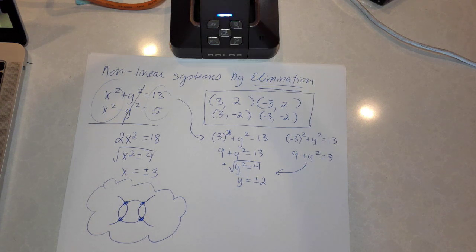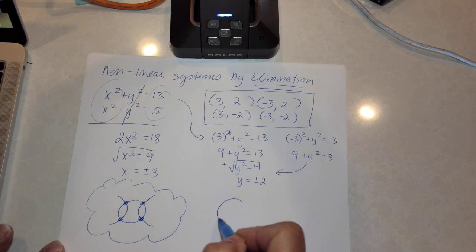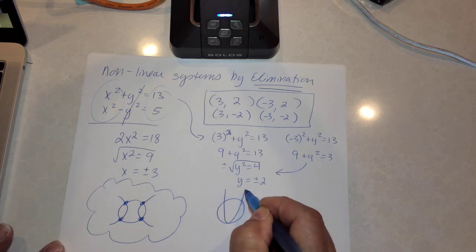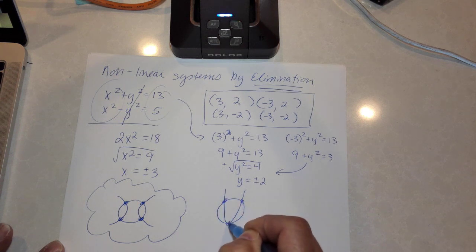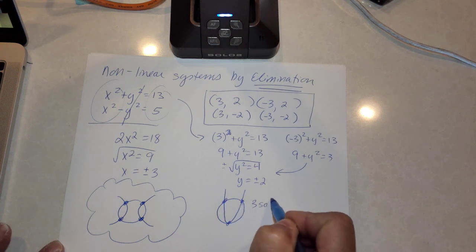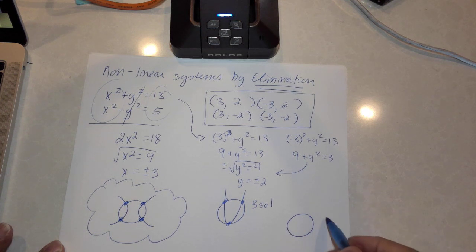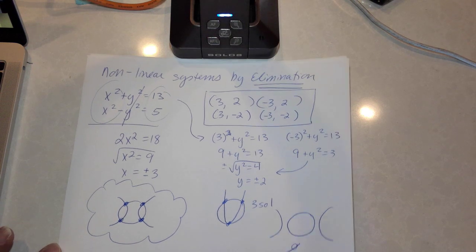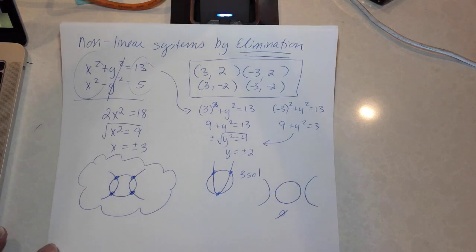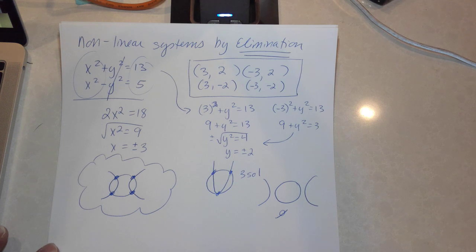Now, you won't always get 4 solutions. Let's say that we had a circle and a parabola. That might cross here, here, and here, and then I'd have 3 solutions. You could have a circle and a hyperbola where there were no solutions. It just really depends on the values involved, so you have to go through the math to determine that.